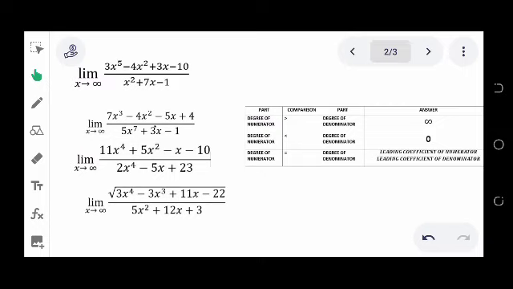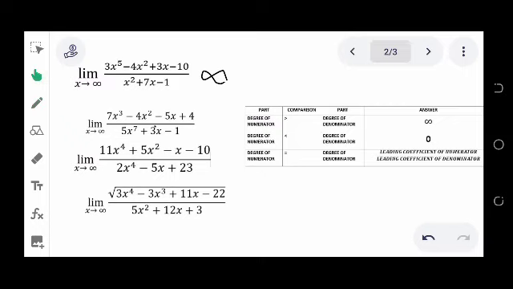So the first example is the limit of (3x^5 - 4x^2 + 3x - 10) over (x^2 + 7x - 1) as x approaches infinity. If you notice, for the degree, we're going to look at the highest exponent. The degree of the numerator is 5, and the degree of the denominator is 2. So the degree of the numerator is greater than the degree of the denominator.